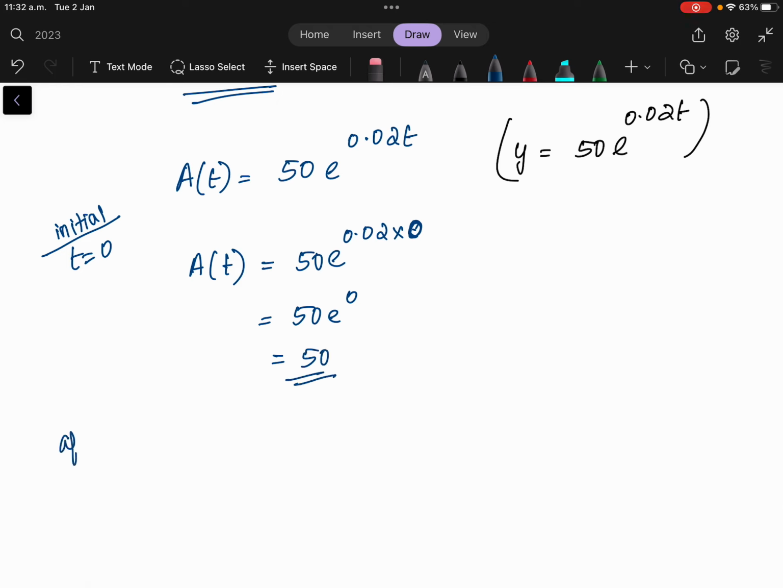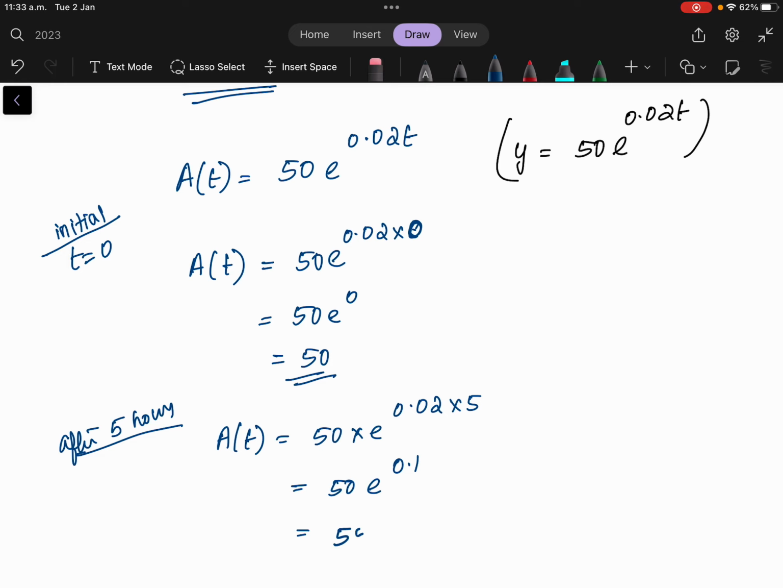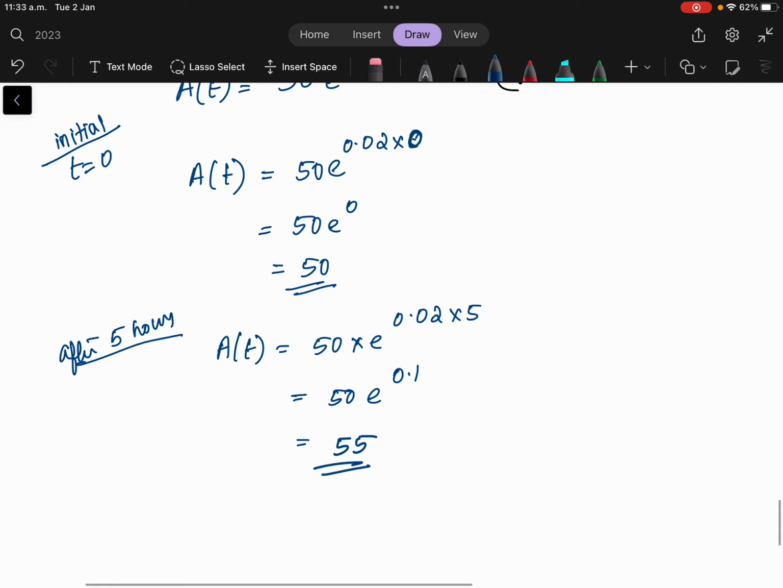Then they will say, after 5 hours, A of t will be equal to 50 times e to the power of 0.02 times 5, and that is equal to 50 e to the power of 0.1, that is approximately 55. So you put this into the calculator and you will get the value.